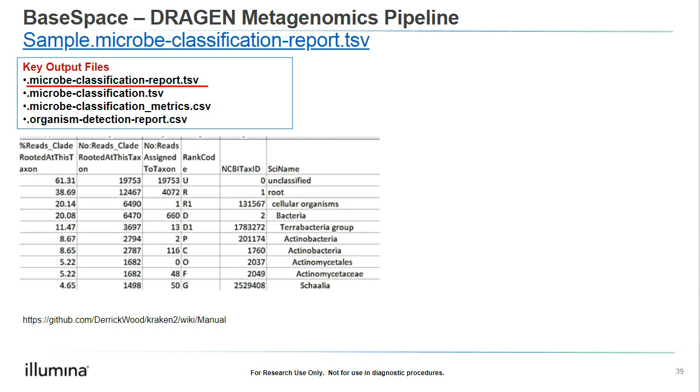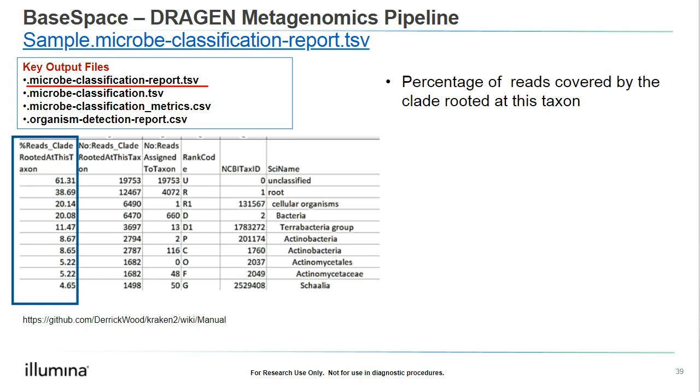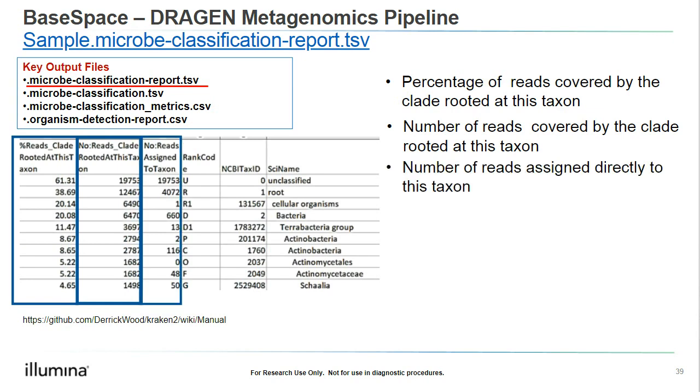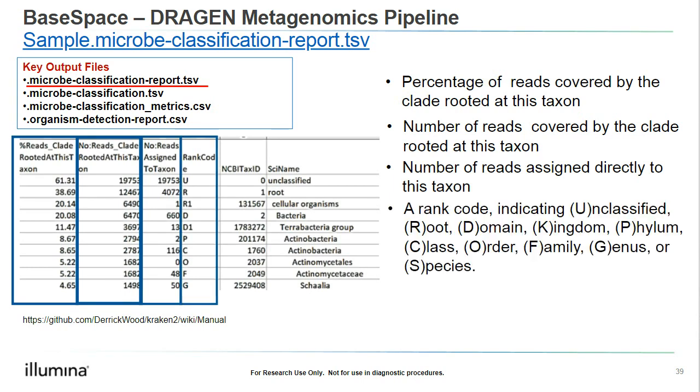If you're familiar with Kraken2, this is similar to the sample report in the Kraken2 output. This file includes the percentage of the reads covered by the clade rooted at this taxon, the number of reads covered by the clade rooted at this taxon, the number of reads assigned directly to that taxon, the rank code, which indicates whether unclassified or different taxonomic level, the NCBI taxonomic ID, and finally, the last column will be the indented scientific name.